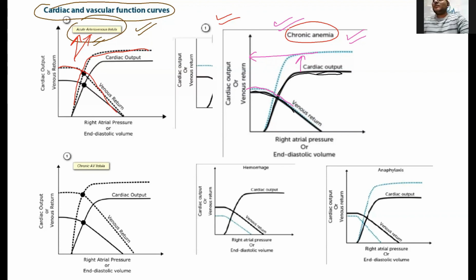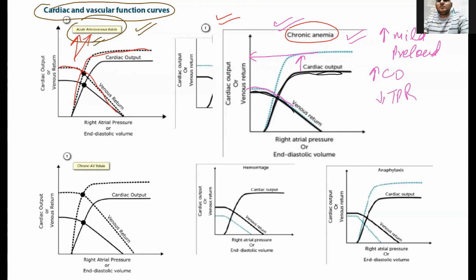So in chronic anemia, what will happen? Increased mild preload and increased cardiac output. Why? Because of decreased total peripheral resistance.